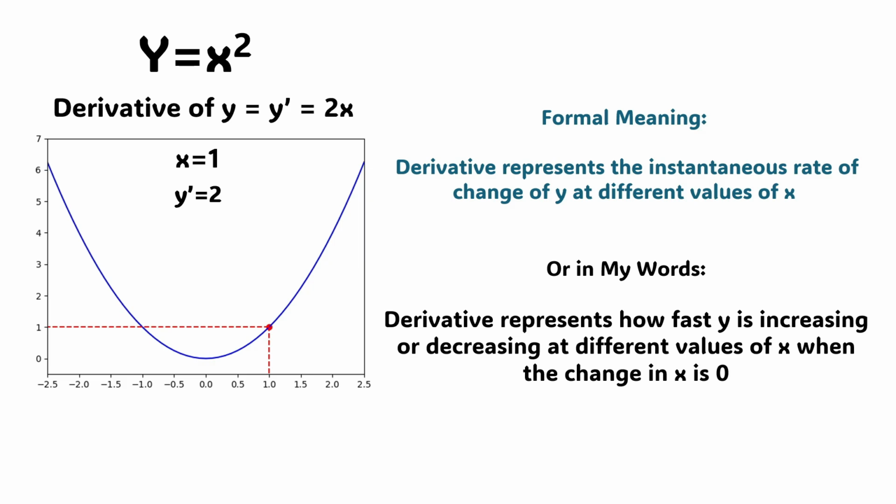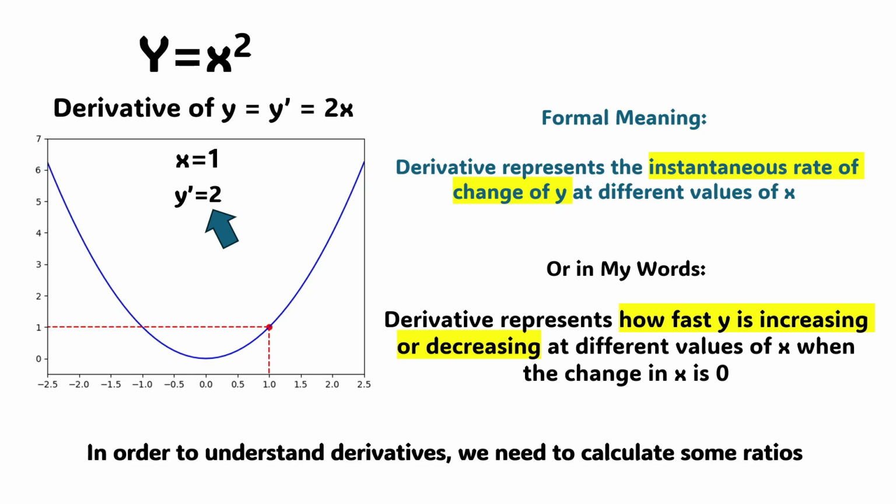So with all of these definitions, what this means is that at x equals 1, the number 2 somehow represents the instantaneous rate of change of y, or the number 2 somehow represents how fast y is increasing or decreasing. The problem is, we still don't know how exactly we should understand or interpret the derivative 2. We know it's somehow related to how fast y is changing at x equals 1, but we cannot pin down the exact interpretation, at least not yet. In order to understand derivatives precisely, we need to calculate some ratios. So let's go do that.